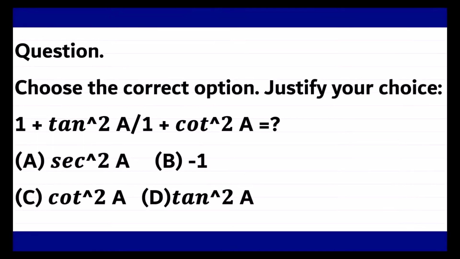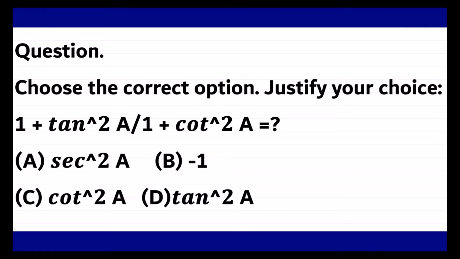The given question is, choose the correct option, justify your choice. 1 plus tan square a upon 1 plus cot square a is equal to what? And the options given are a, sec square a, b, minus 1, c, cot square a, and d, tan square a. So let's see how we are moving ahead and finding out our option.